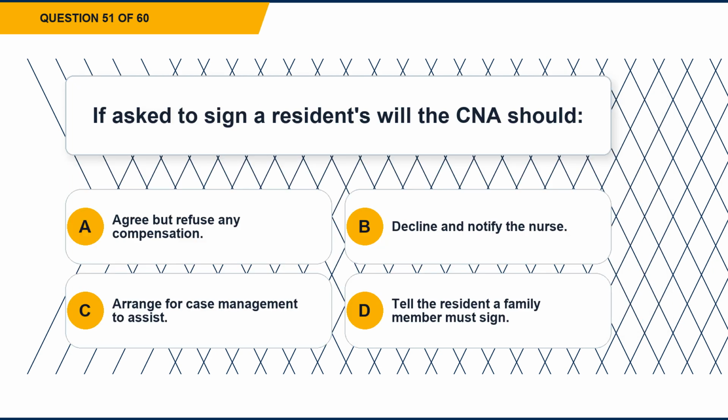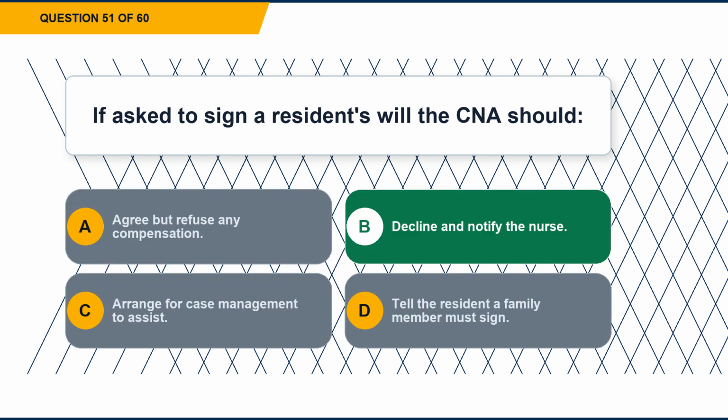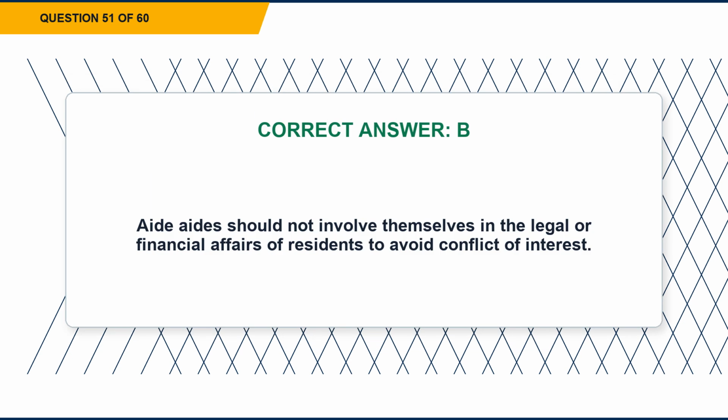Question 51. If asked to sign a residence, what should the CNA do? Option A, agree but refuse any compensation. Option B, decline and notify the nurse. Option C, arrange for case management to assist. Option D, tell the resident a family member must sign. The correct answer is option B, decline and notify the nurse. Explanation: aides should not involve themselves in the legal or financial affairs of residents to avoid conflict of interest.